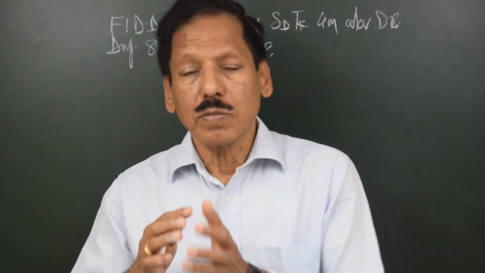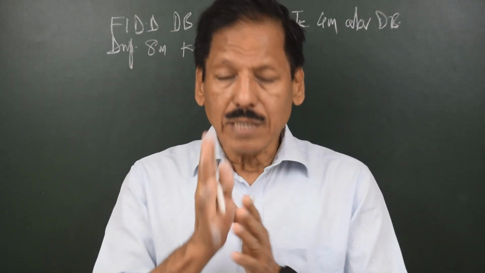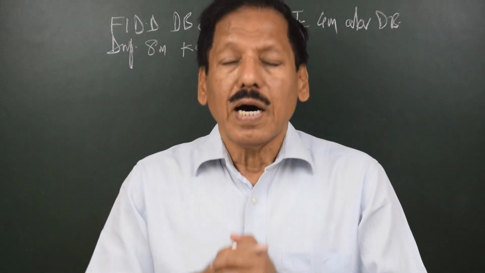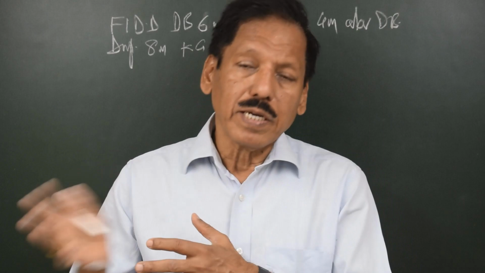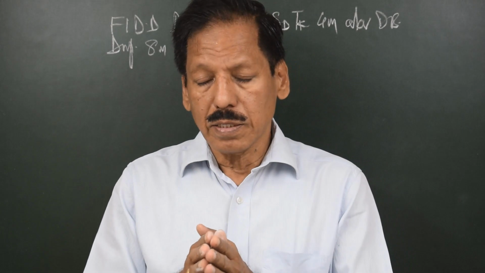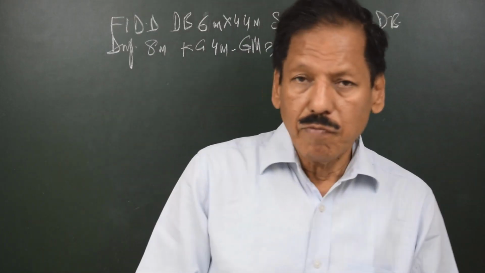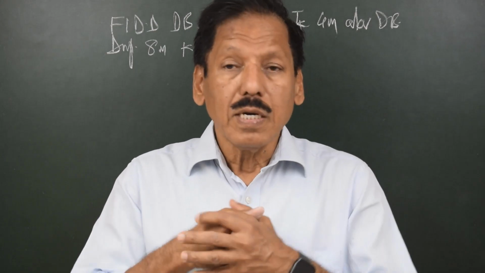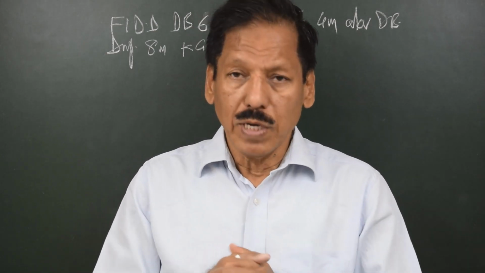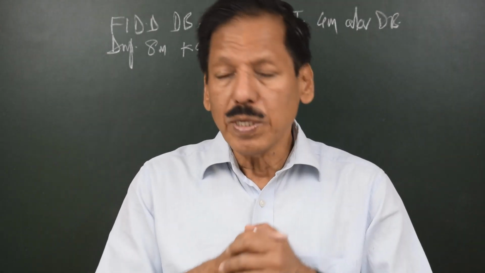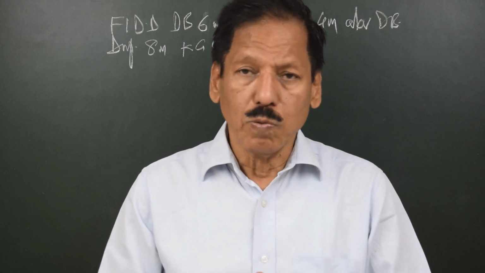So if we are talking about BM transverse, then the axis is the fore and aft axis passing through the center of flotation. I had done the application to find out the center of pressure, but today we will start the use of moment of inertia in finding out the BM. In this video I'm going to talk about the importance of the moment of inertia and underwater volume in finding out the vertical distance BM.